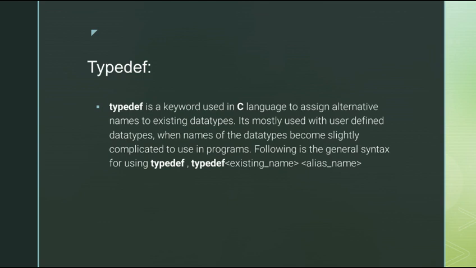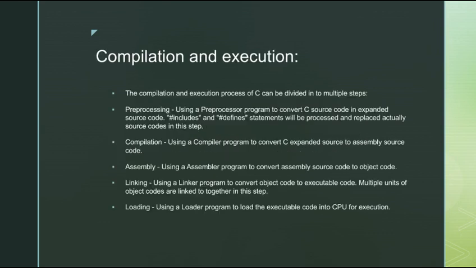Type definition. Type definition is a way to give another name to an existing data type. Typedef is a keyword used in C language to assign alternative names to existing data types. It is mostly used with user-defined data types when names of the data types become slightly complicated to use in programs. Following is the general syntax for using typedef: typedef existing name and alias name. After declaring it, we can use the alias name in the program.